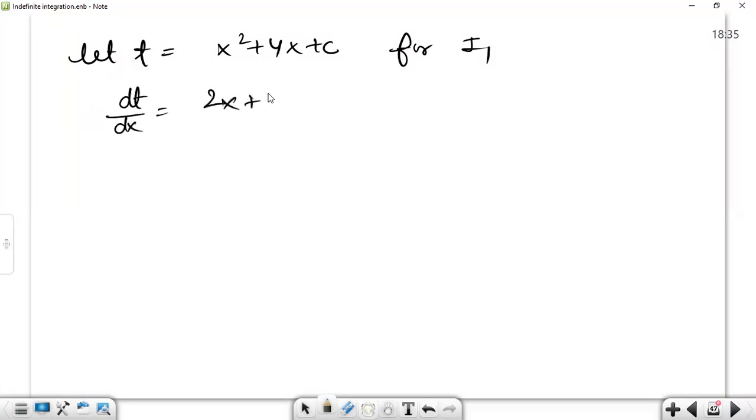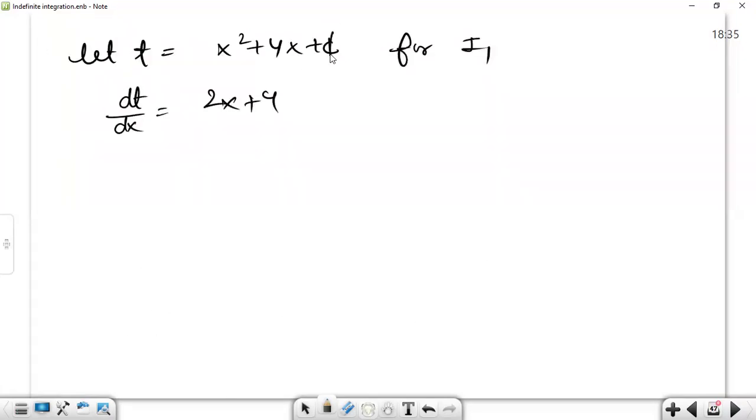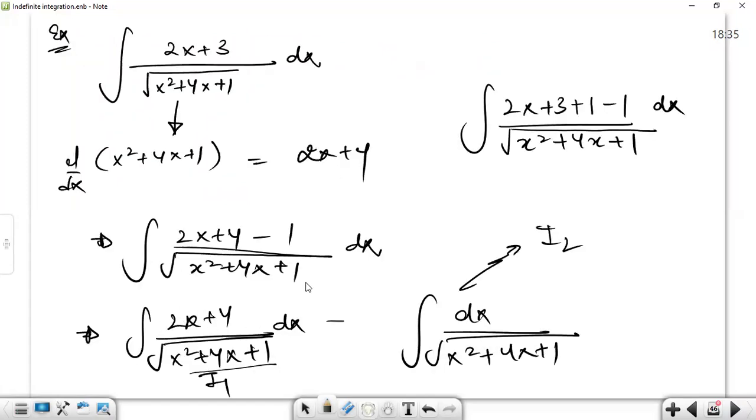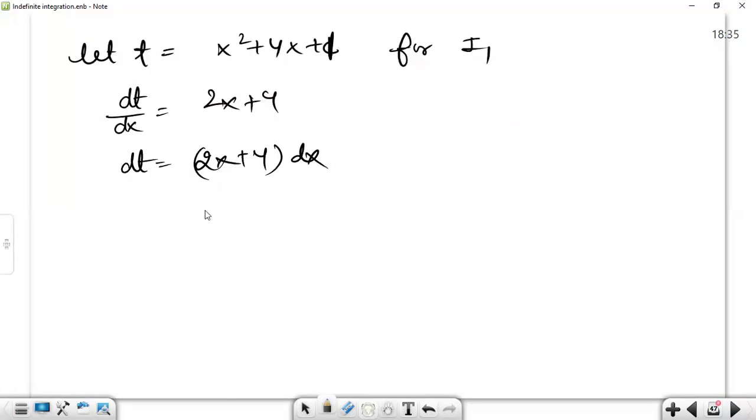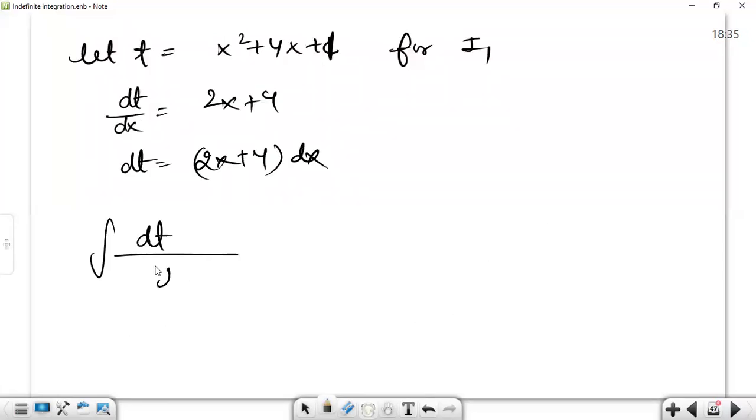So this will become 2x plus 4 plus 0, for x square plus 4x plus 1, the derivative of 1. So now this has become dt equals 2x plus 4 into dx. Now if we look back into integration first, 2x plus 4 into dx has now become dt. So this is dt divided by square root of t, right? So this is integration 1.